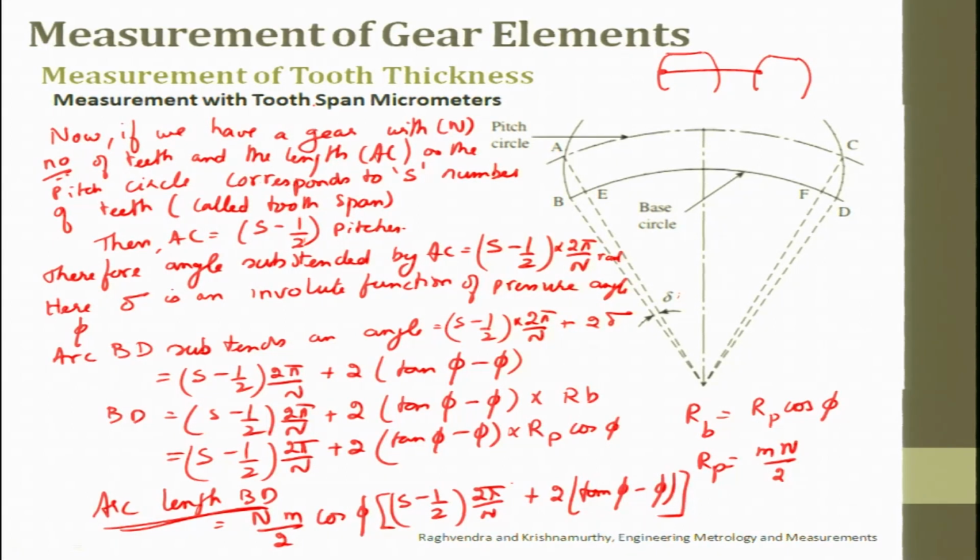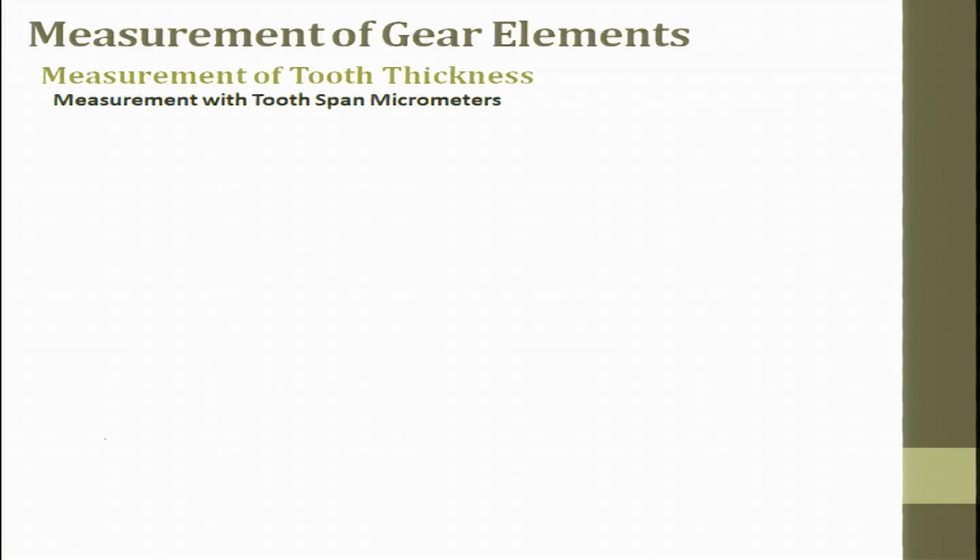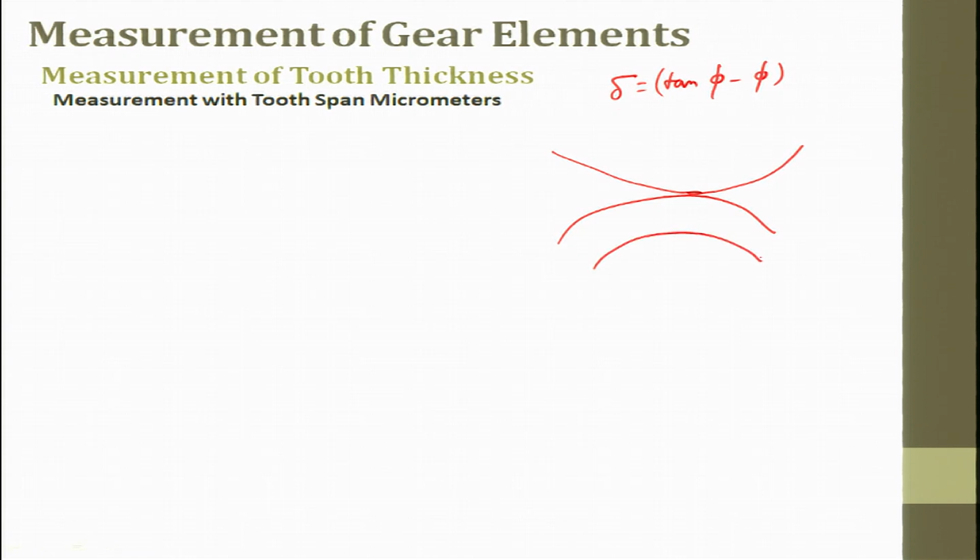So, we are left with one terminology. I have to tell you how did we get this tan phi minus phi from del. The objective of this explanation is how do we get del in terms of tan phi minus phi. So, what we do is we try to take a gear, try to take one more gear. Okay. So, this is involute. Okay. So, this is the other thing.